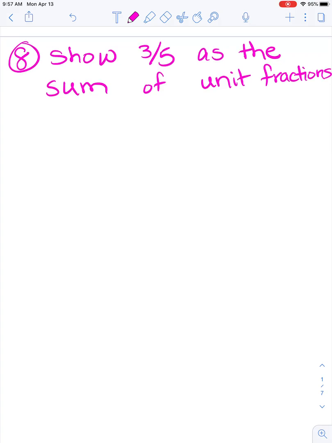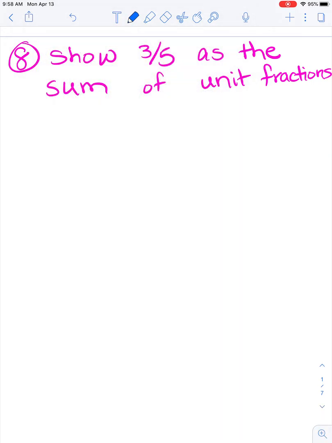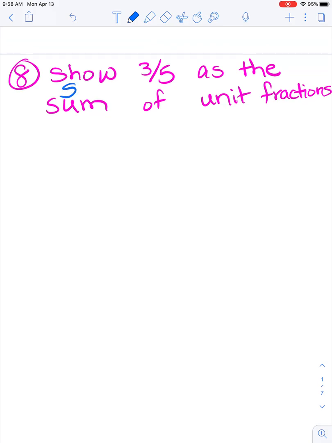Here we're going to show 3/5 as the sum of unit fractions. Sum of unit fractions. You need to pay attention to those key words. Sum, remember, I love to write it like this because it helps me remember it's addition. So we're going to be doing addition. Unit means 1. Unit means 1. And our denominator will stay the same. So our numerator is 3, so we need 3, unit means 1, fractions adding together.